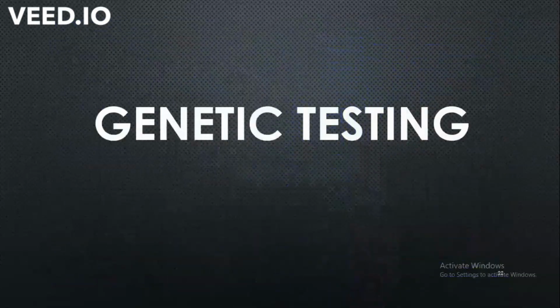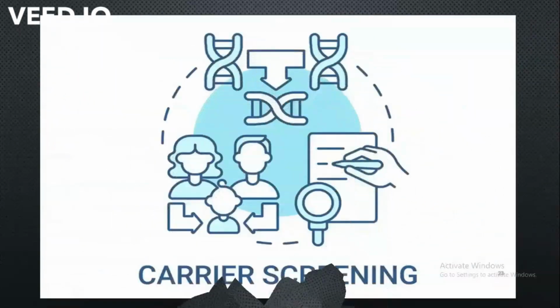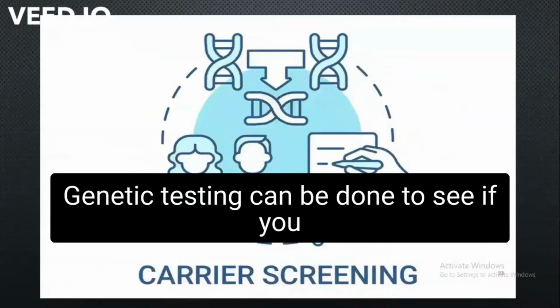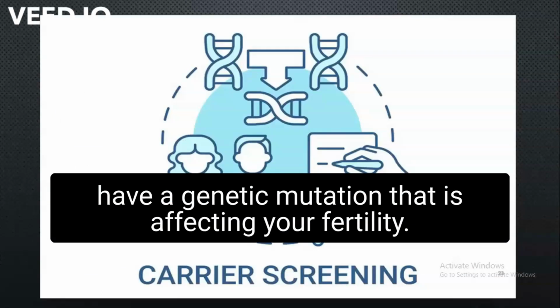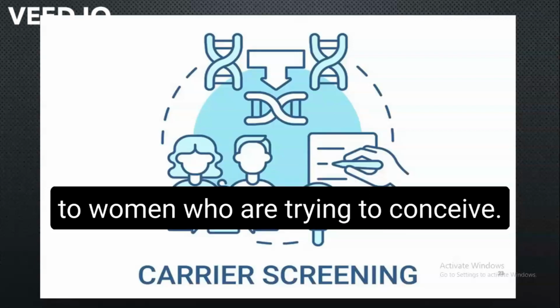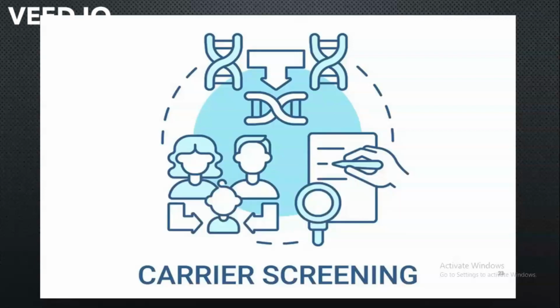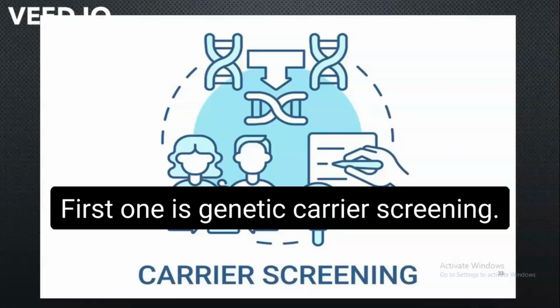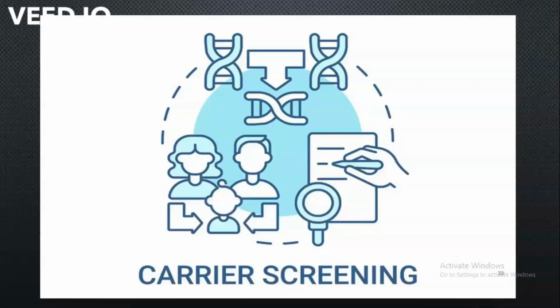Genetic testing. Genetic testing can be done to see if you have a genetic mutation that is affecting your fertility. There are 2 forms of genetic testing offered to women who are trying to conceive. The first one is genetic carrier screening.